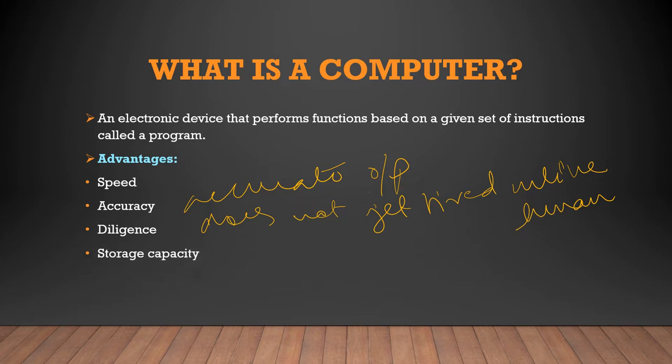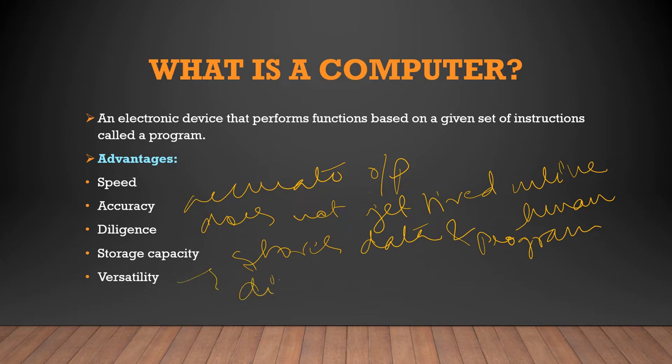Next is the storage capacity. Computers have the ability to store data and programs. The stored data and programs can be retrieved and used whenever required. Next is versatility. That means a computer can do different types of tasks efficiently.